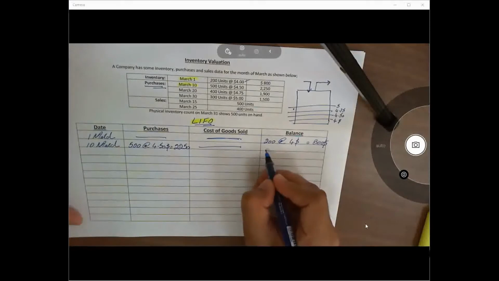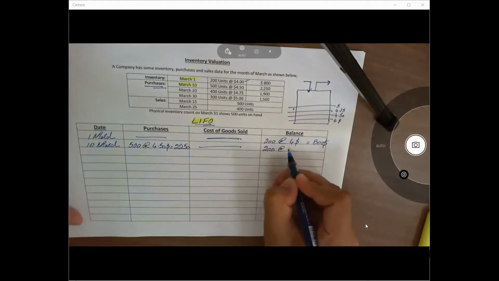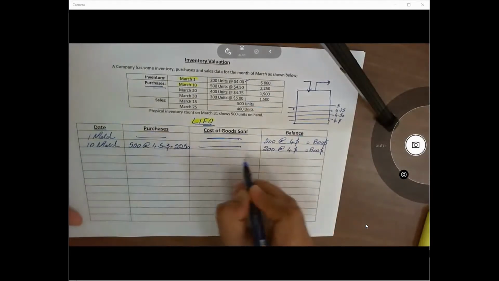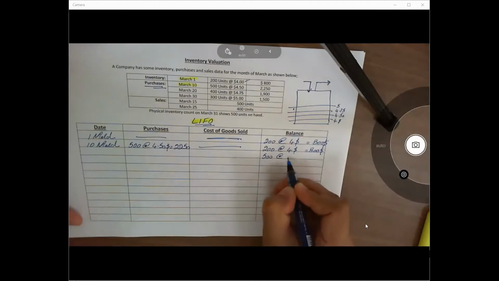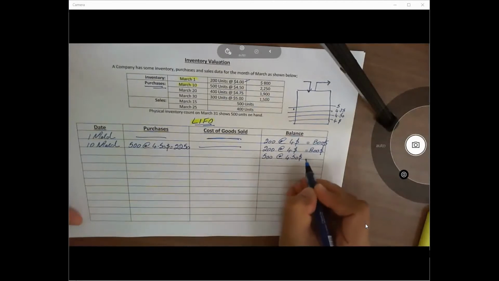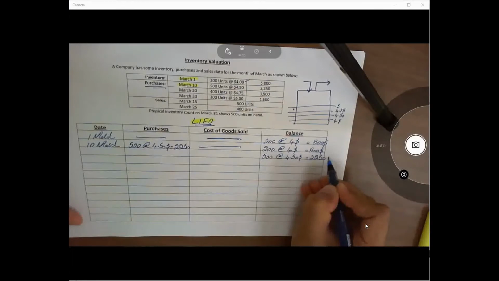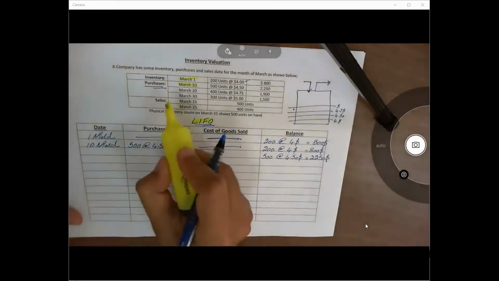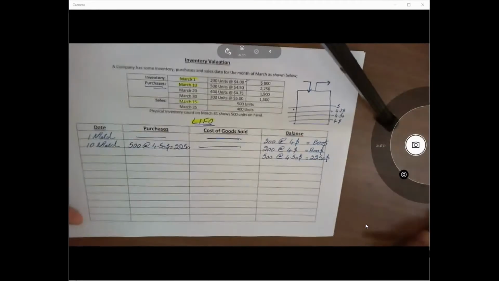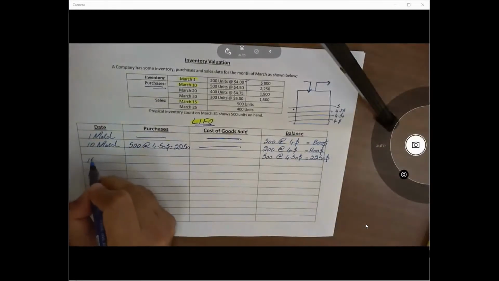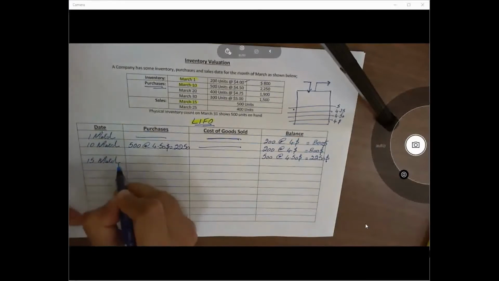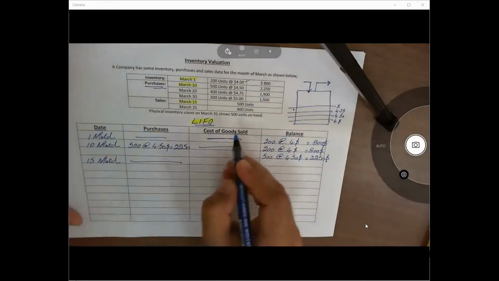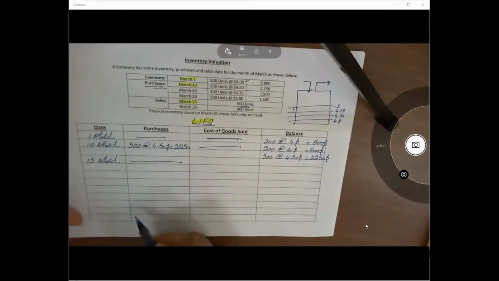So over here, we are going to write first of all the opening balance of inventory, 200 at $4, which is $800. Next, this 500 at $4.50, which is equal to $2,250. As I already mentioned before, the problem comes when we sell something. So now we are selling on 15th of March. On 15th of March, we are not purchasing anything. In fact, we are selling 500 units.